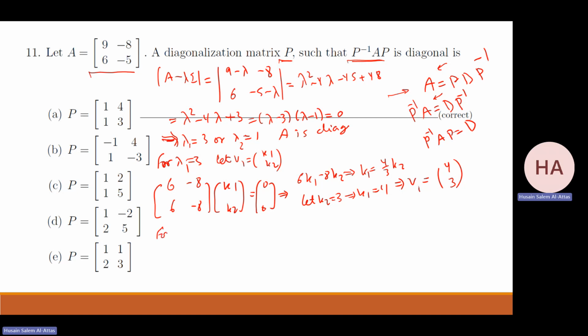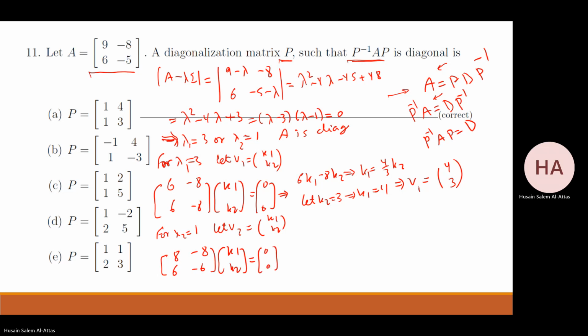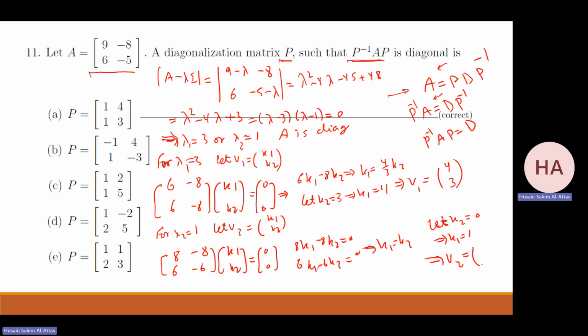Okay. Now for lambda 2 equal 1. What will happen? I let V2 now to be K1, K2. I'm getting what? 8 minus 8, 6 minus 6. So I'm getting 8K1 minus 8K2 equals 0. And the same thing, 6K1 minus 6K2 equals 0. Very clear, I'm getting K1 equal K2. So I let K2 to be 1. So I'm getting K1 is equal to 1. So what is my V2? 1, 1.